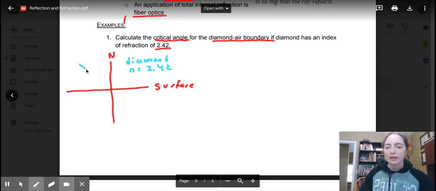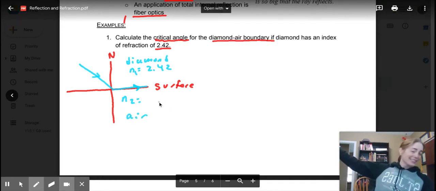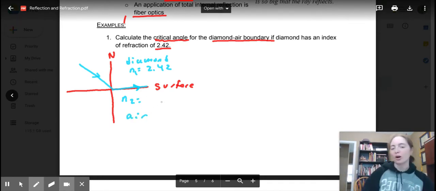So our wave is going to come in, and then it's going to hit the surface of the diamond-air boundary, and then it's going to scoot along the surface of that diamond. Now, also know, ladies and gentlemen, that our n2 will be that of air. And what is that of air? Oh no, correct.